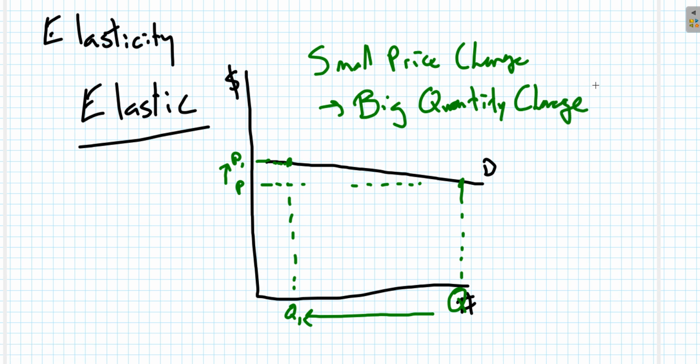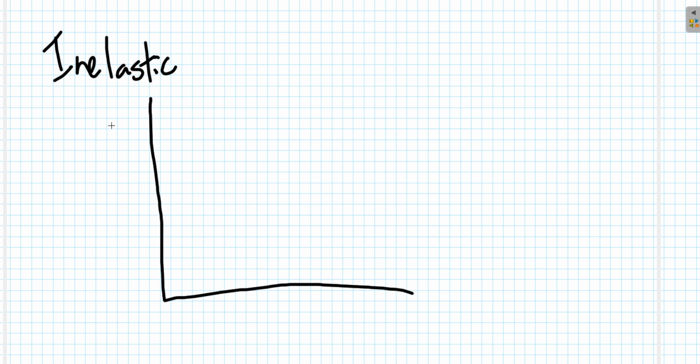So inelastic demand is kind of the opposite of that. I'll make another page here. So inelastic demand looks like this. So here's my graph. And it looks more like our demand curve. Remember, we could have just a normal demand curve, but we're not. This is weird. So inelastic demand looks more like this.